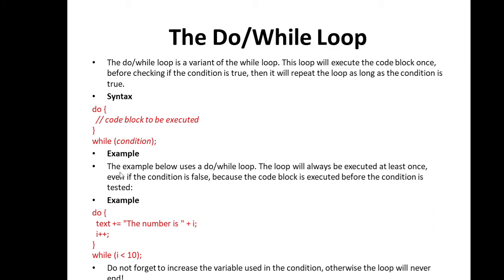So for example, the example below uses a do-while loop. The loop will always be executed at least once, even if the condition is false, because the code block is executed before the condition is tested. So do text plus equals the number is i++. So while i is less than 10. So similar to the previous one, but the test or the condition is after the block of code. So do not forget to increase the variable used in the condition, otherwise the loop will never end. So that was also discussed a while ago.